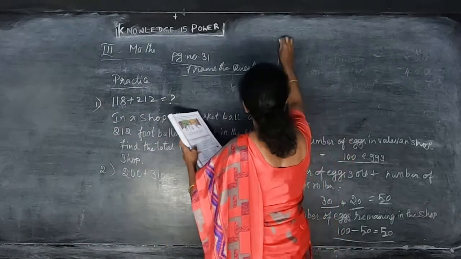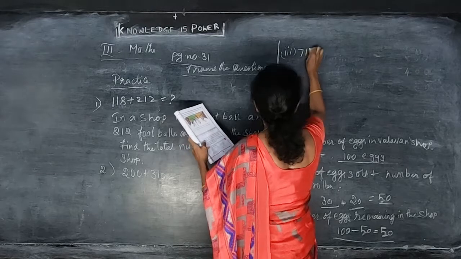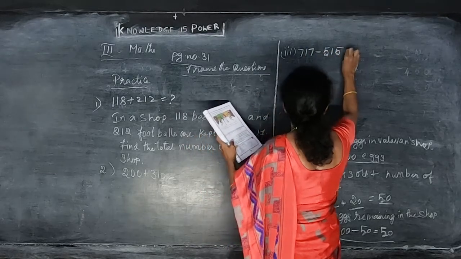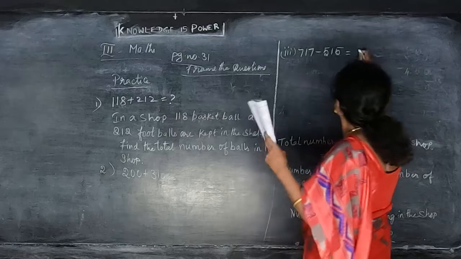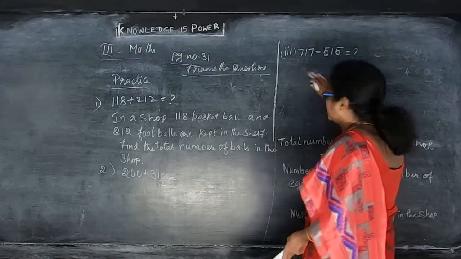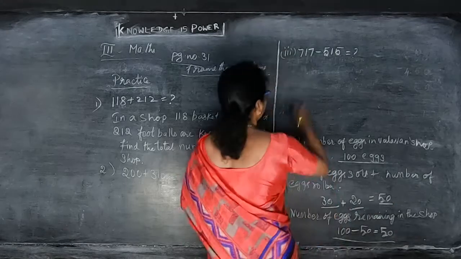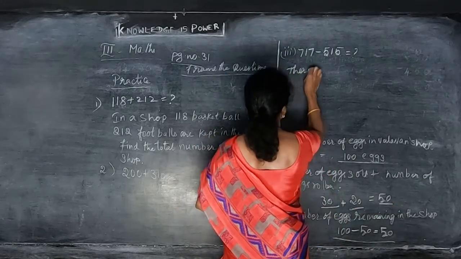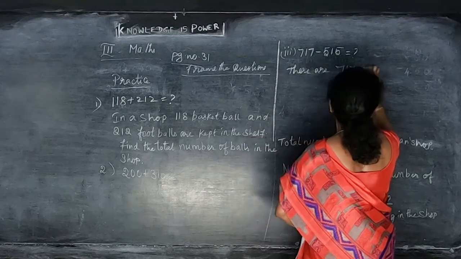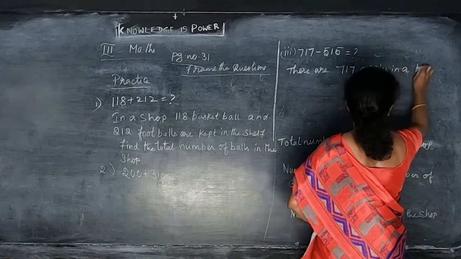In subtraction, the third sum I am giving: 717 minus 515 is equal to what? So 717. So it was a subtraction in here. So what can we write? Okay, we can write like this. There are 717 apples in a basket.